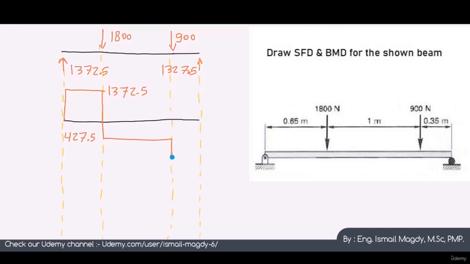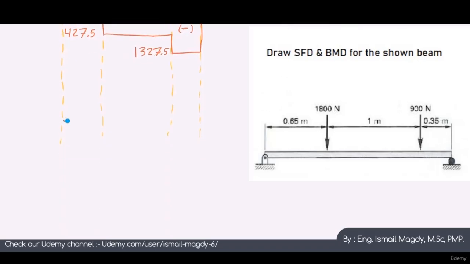We will go further downward till we reach negative 1327.5. We will keep going here and we will face the vertical reaction, which is the same value. It has to be the same value to close the graph. We will reach 0. We have here the negative sign shear and we have here the positive sign shear.